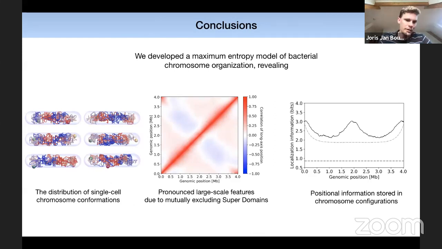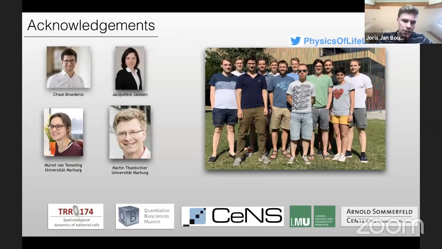So now I'll just give you a quick summary of what we've seen today. We developed a maximum entropy model of bacterial chromosome organization, which gave us the distribution of single cell chromosome configurations. We revealed pronounced large-scale features that can be explained by mutually excluding superdomains. And we quantified the amount of positional information that's stored in chromosome configurations. With that, I'd like to thank you for your attention, and I'll take any questions.